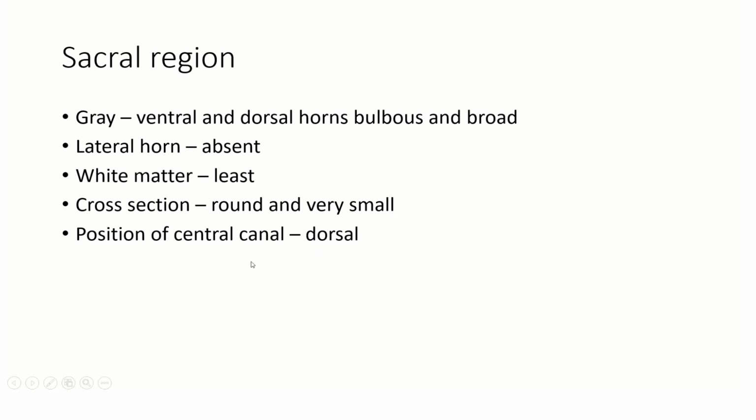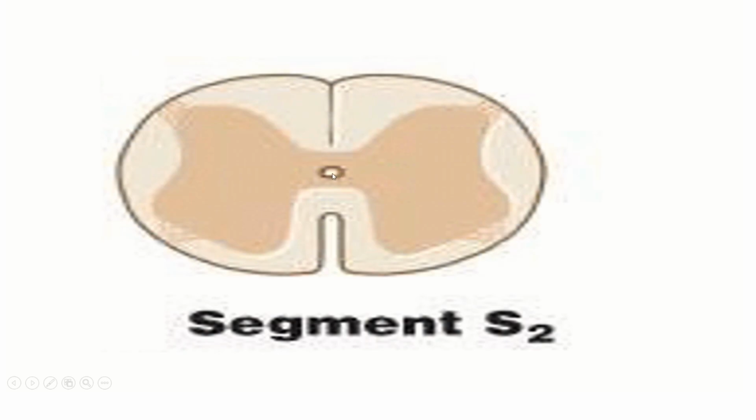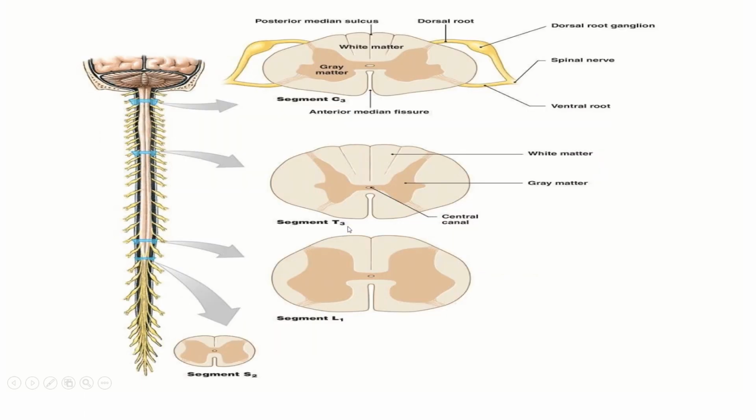Position of the central canal is dorsal. You can see here, this has slightly gone dorsal. The central canal has slightly gone to the dorsal aspect. White matter is minimal. The gray matter is maximum here. Both posterior horn and anterior horn are bulbous.